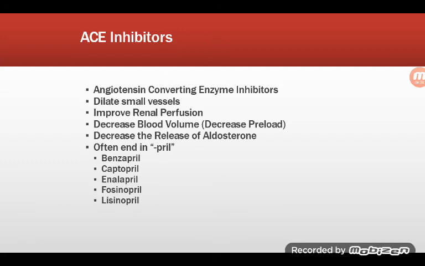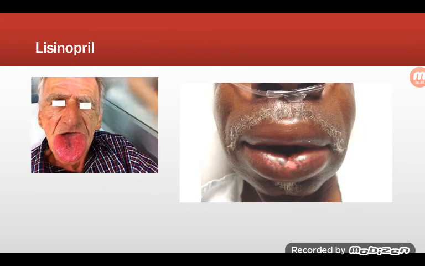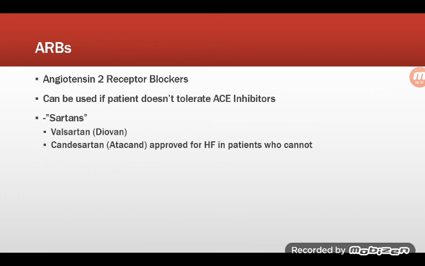If people experience the angioedema or the bradykinin cough, they need to be changed to something else. They can't continue taking an ACE inhibitor. And the thing that we usually change them to, not always, but oftentimes, are angiotensin II receptor blockers. These are the sartans, like valsartan and candesartan. They're approved for heart failure patients who cannot otherwise take the ACE inhibitors.